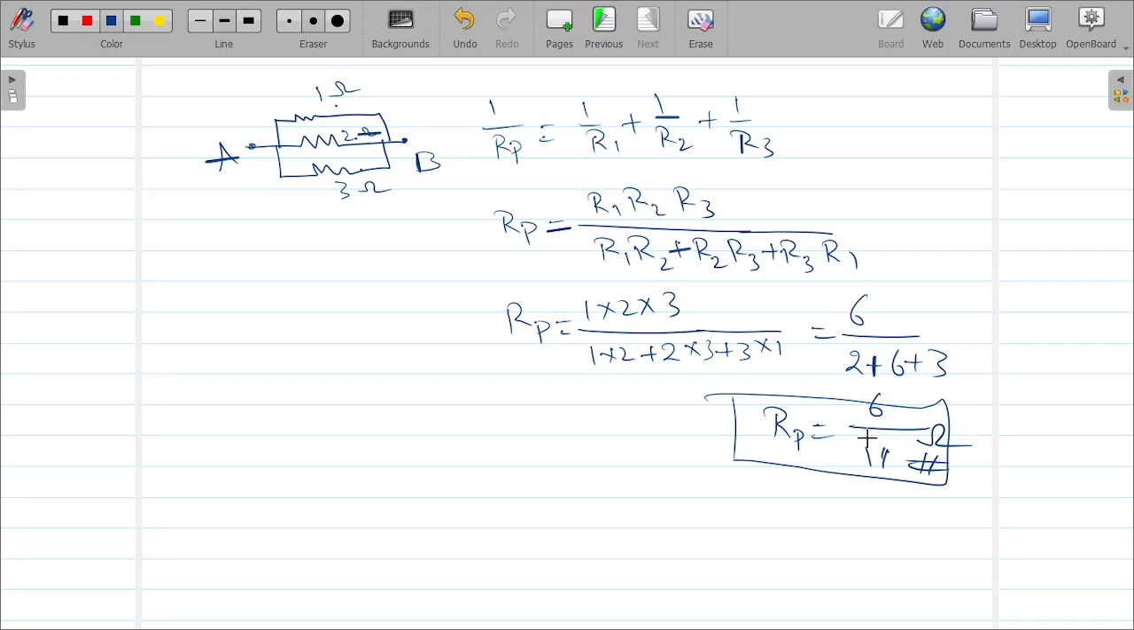Okay. So this is the resistance in parallel combination. Next class we will discuss the combination of resistors in series as well as in parallel, combined together. Then how the circuit will be, how the current will be found out, and how the potential will be found out. Okay.